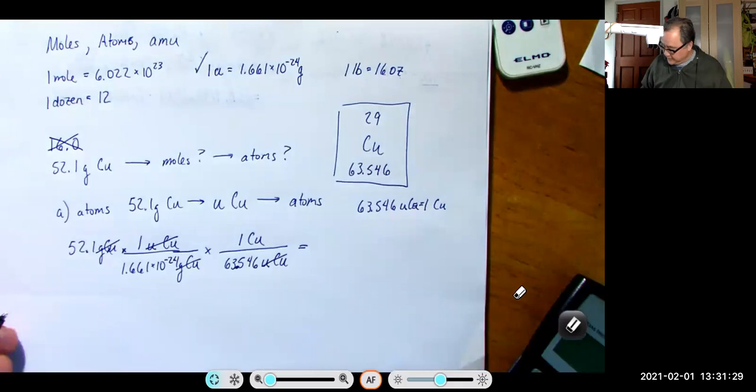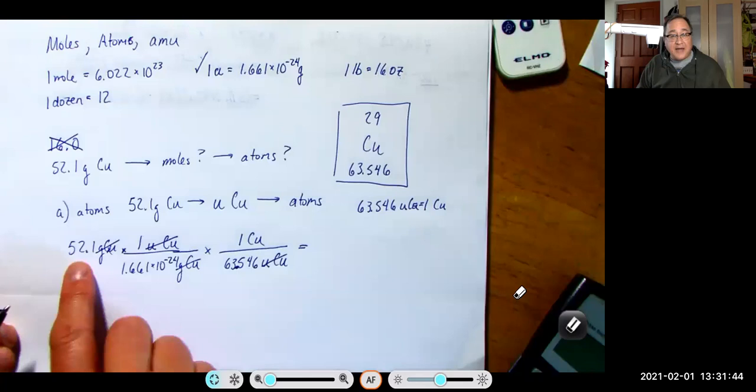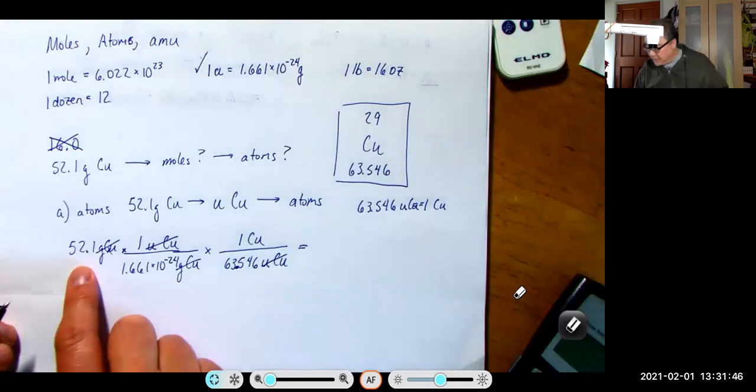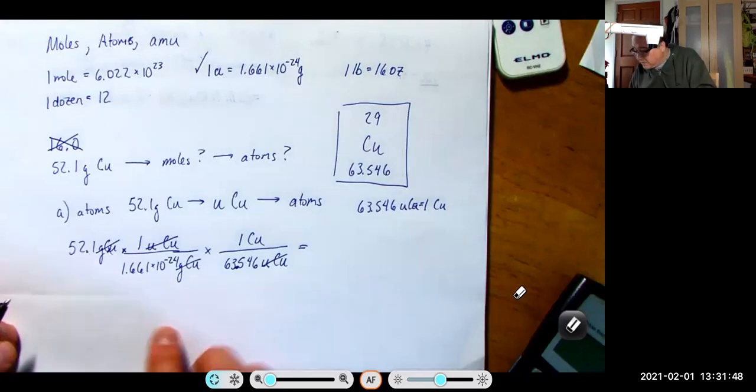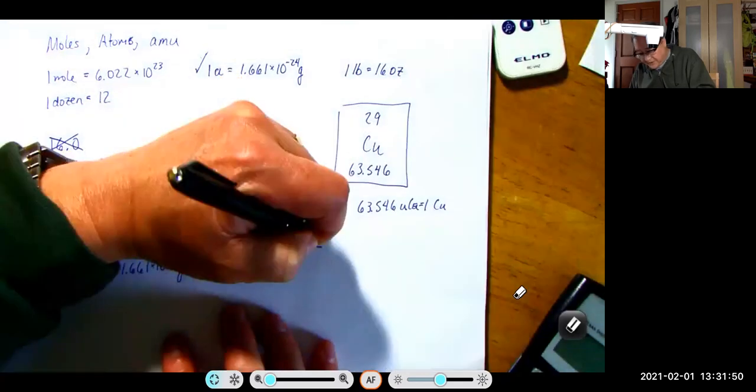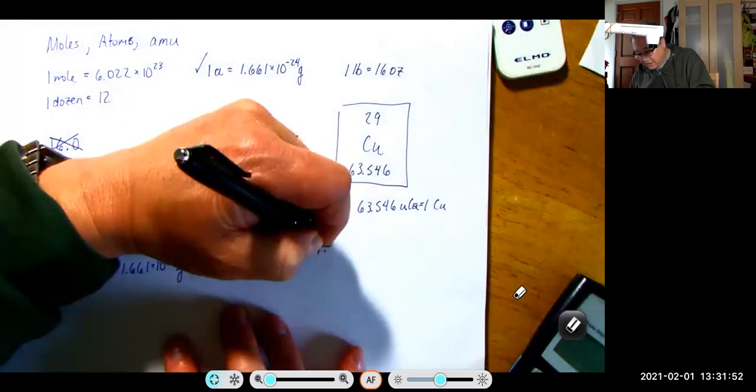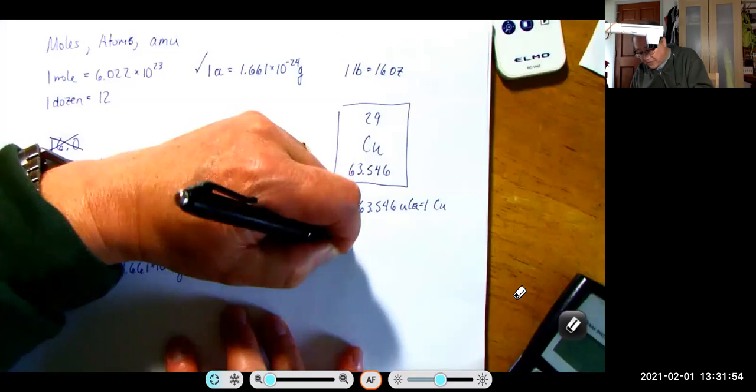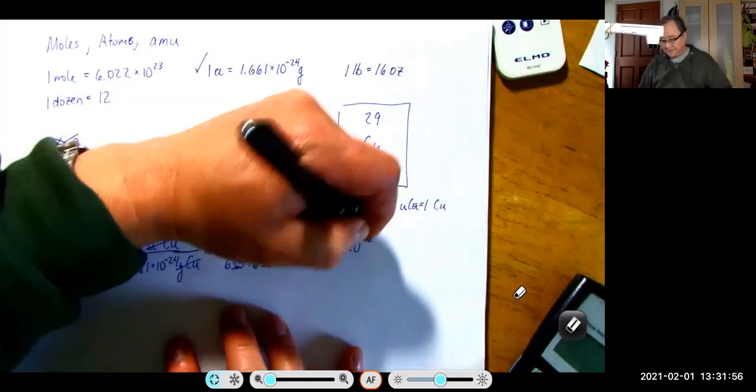52.1 divided by 1.661 EE negative 24 divided by 63.546, and we get 3 significant figures because of that, right? Yeah. So I get 4.94 times 10 to the 23 coppers.